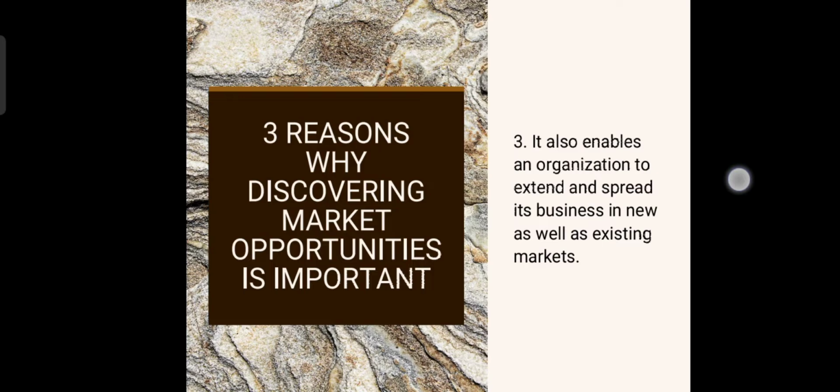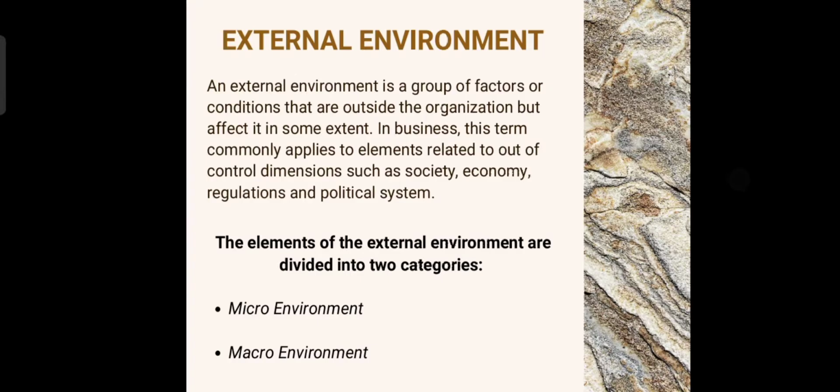An external environment is a group of factors or conditions that are outside the organization but affect it to some extent. In business, this term commonly applies to elements related to out of control dimensions such as society, economy, regulations, and political system. So yung external environment po ay yung mga bagay at pangyayari na nagaganap sa labas ng organisasyon o ng business that affects the way it operates. Ito yung mga bagay na hindi kontrolado ng organisasyon. And the elements of the external environment are divided into two categories, which are the micro and macro environment.